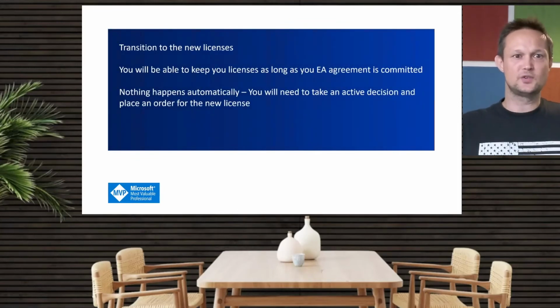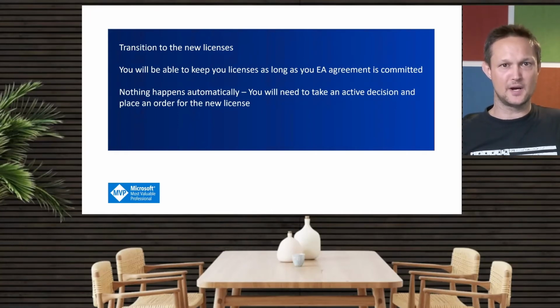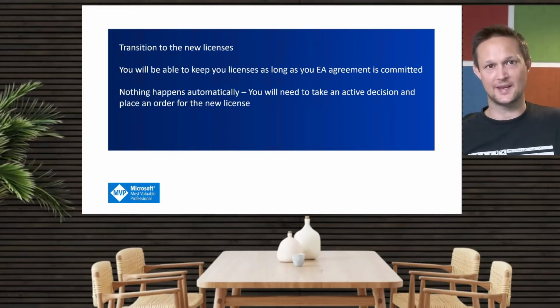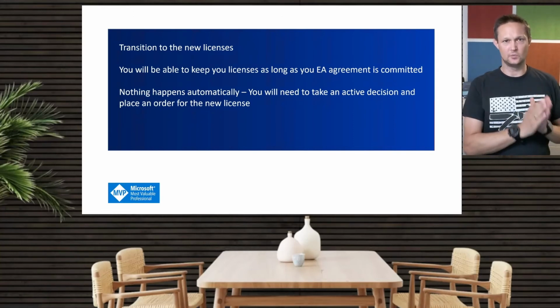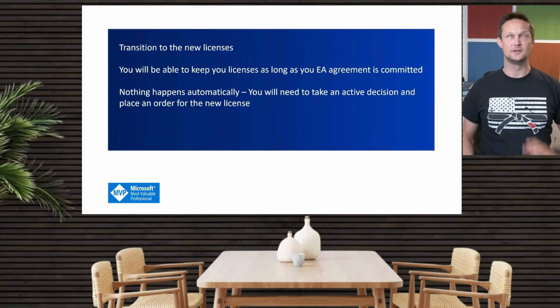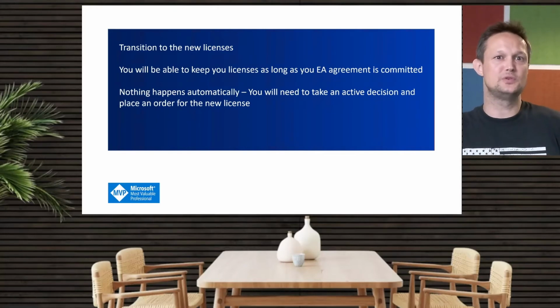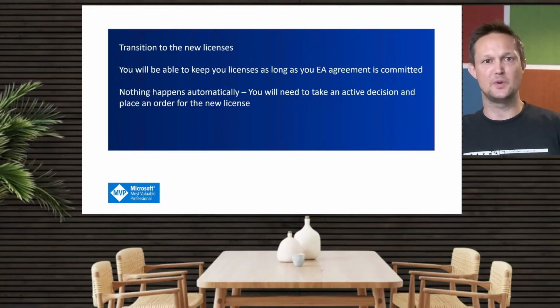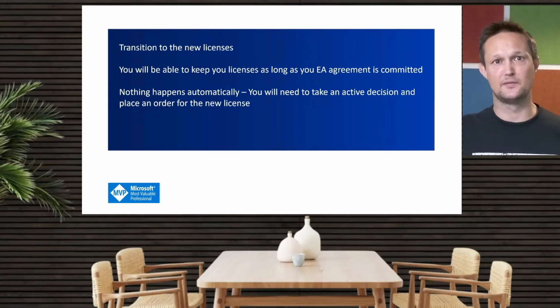So the transition to the new licenses, just to be aware that first of all, if you have an EA agreement with Microsoft, either for 1 year or 3 years, you will still be able to use that license. So if you have the standard license or the premium license, you will be able to have that license model until the end of the commitment. So basically it would mean that there will be maybe people using the standard and the premium license the next 3 years if they just signed an EA agreement for 3 years.